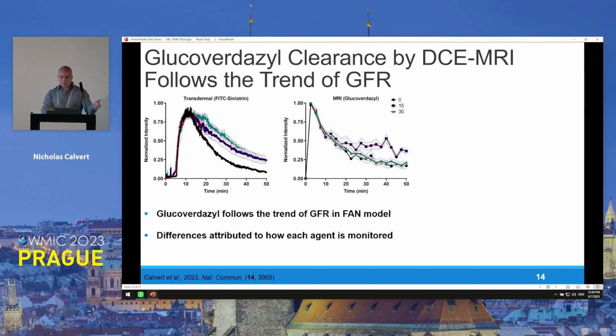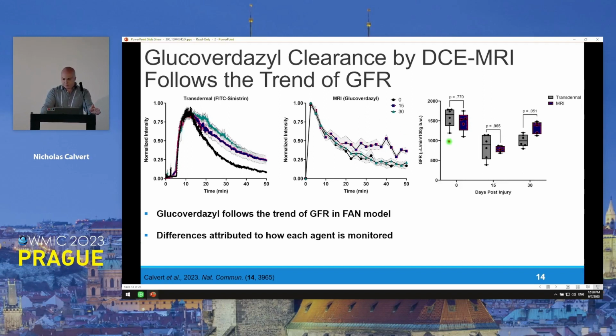So we went back and we redid this folic acid model side by side with this transdermal as well as the MRI model. And you can see that between the two, the curves of clearance in terms of raw intensity look very similar. Now, if we plug our one-phase decay values into that math to get GFR between the both, what was really interesting is that at day 0, 15, and 30, we don't really see any major differences between the two in GFR, showing that we can faithfully monitor GFR as well. You do start to see a little bit of deviation at the day 30 point as we enter the chronic phase, but I'll talk about that in a moment.